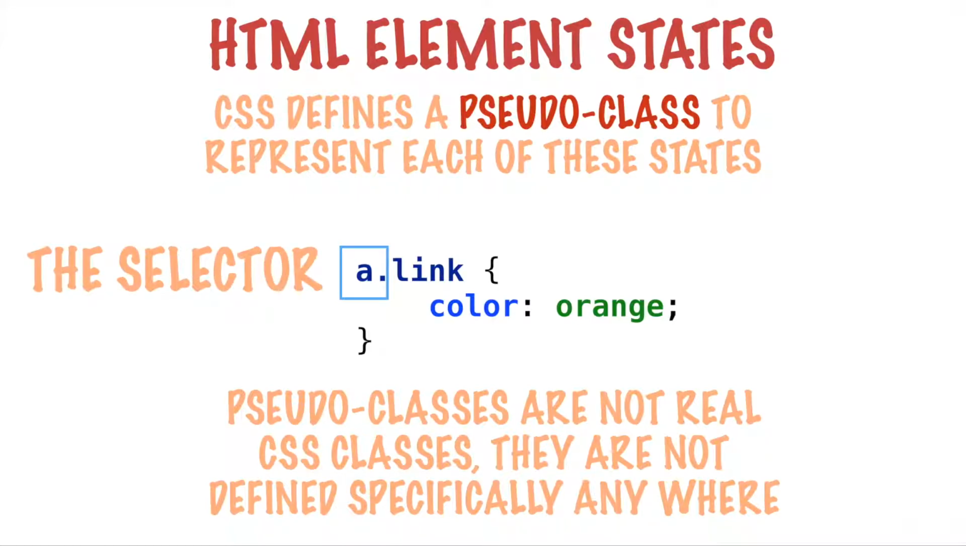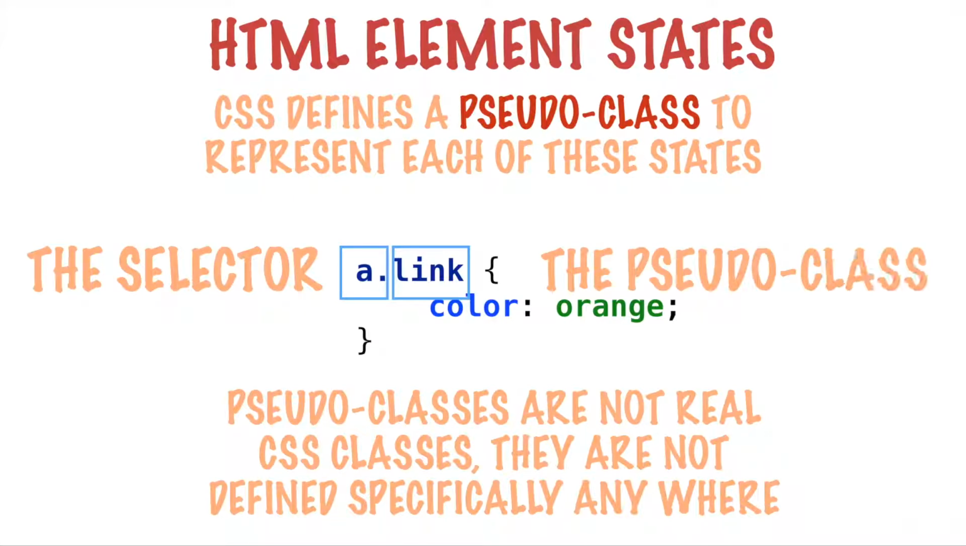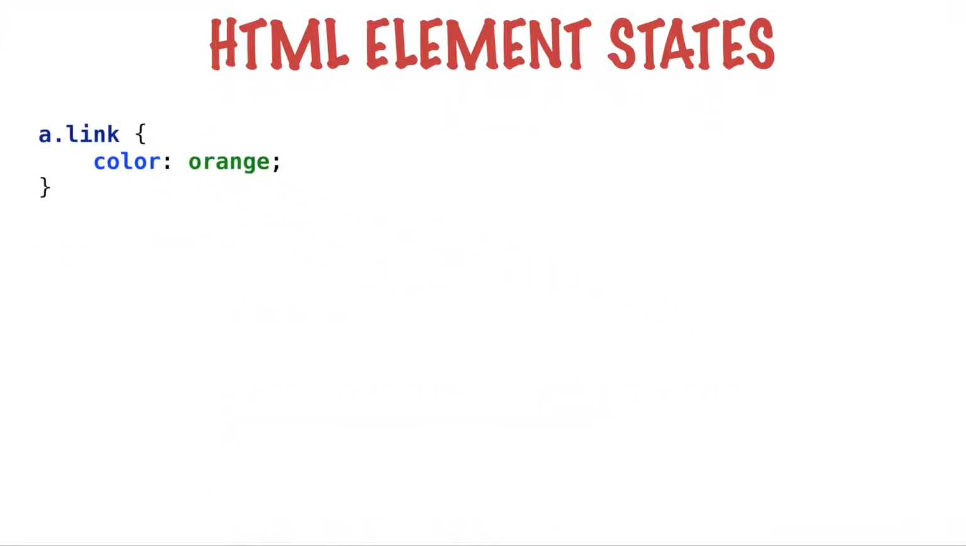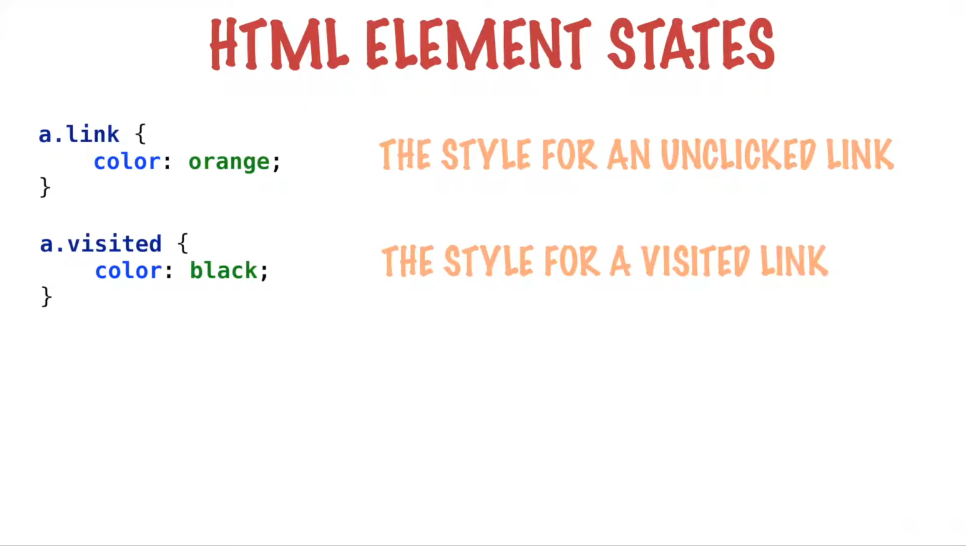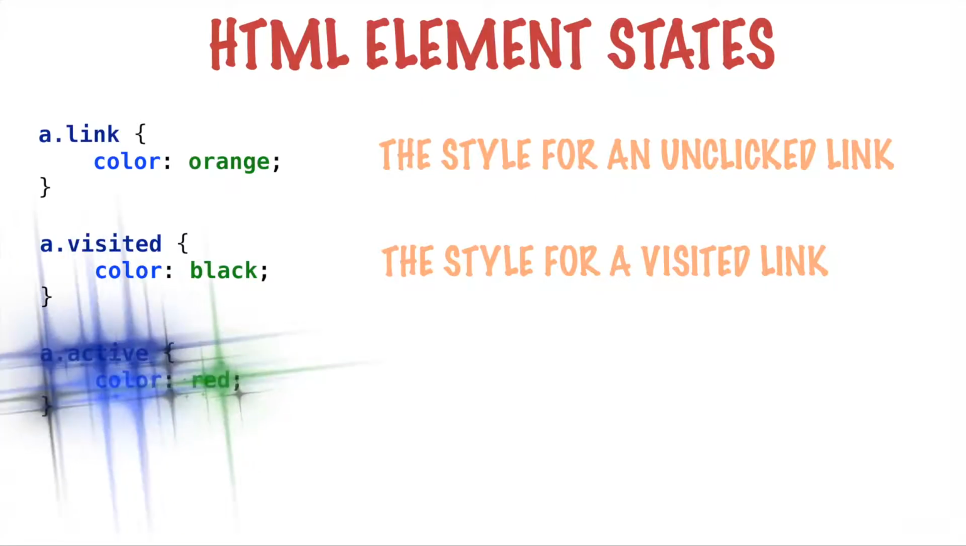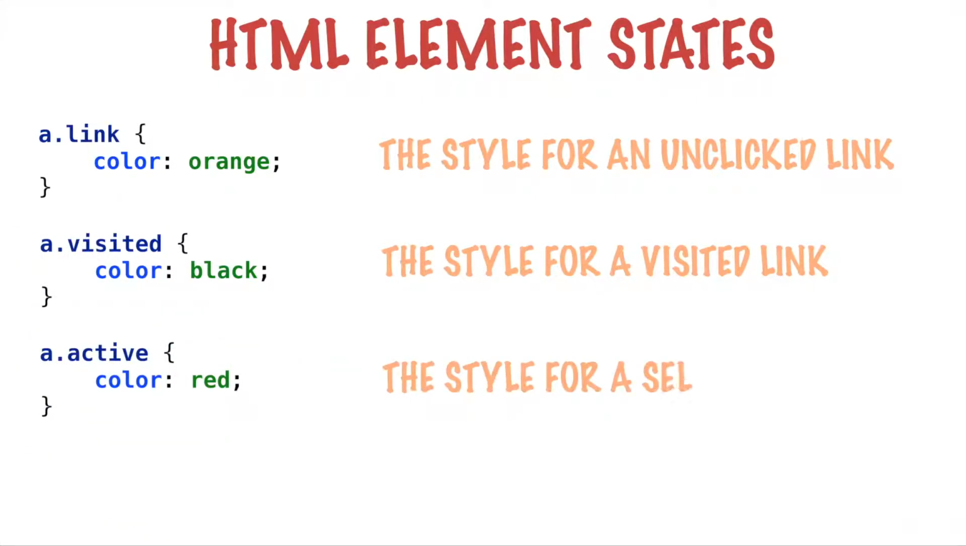For instance, to define a style governing how a link should look, the selector should use both the A HTML tag and the name of the pseudo class, which is link. And this pseudo class will create a style. This is for the default unclicked link. You could just as easily create a style for a visited link by using the selector A.visited, A being the HTML element and visited being the pseudo class associated with a visited link.